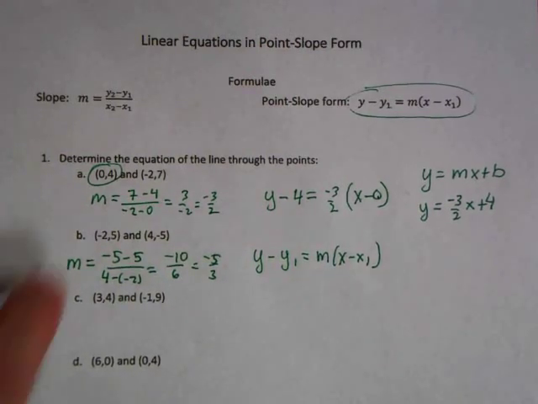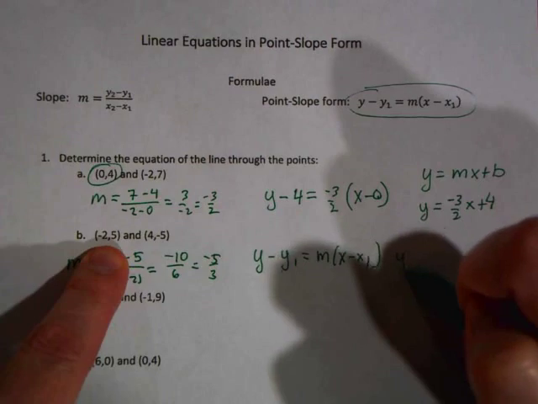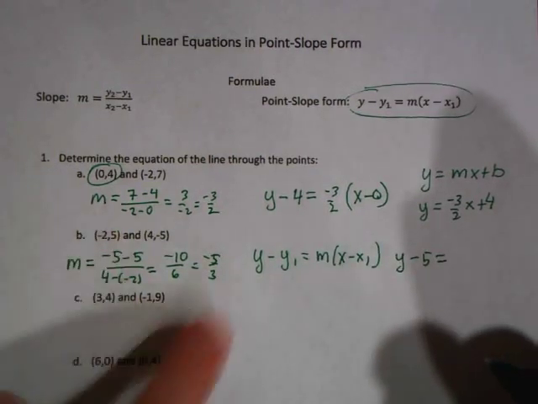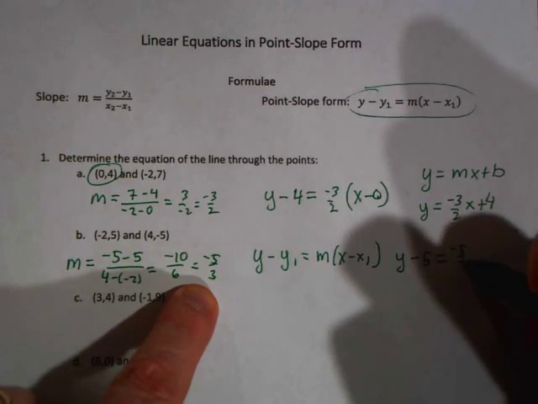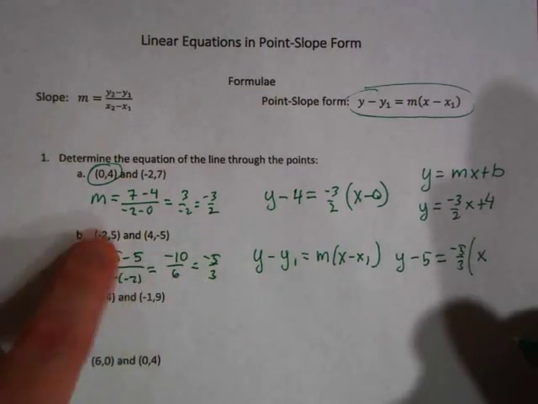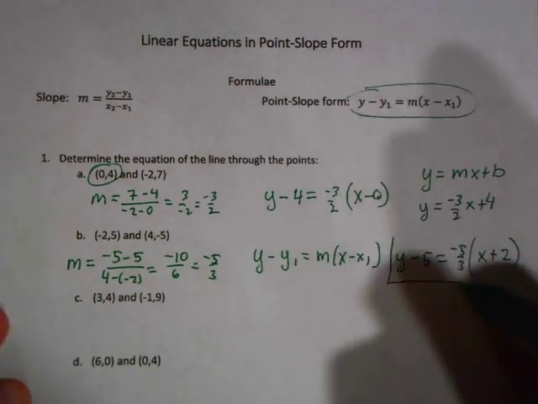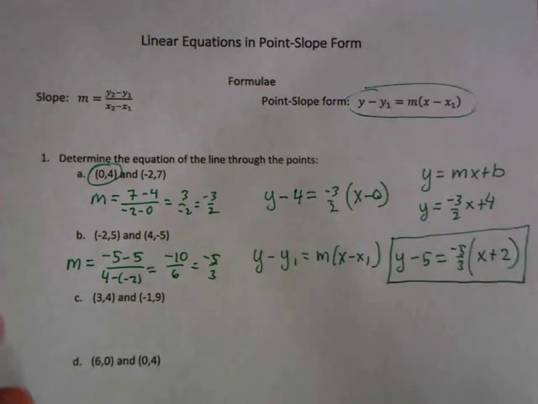So my answer is y minus 5 equals negative 5/3 times x minus negative 2. I'm going to go ahead and write that as x plus 2. And that's it. There's my answer.